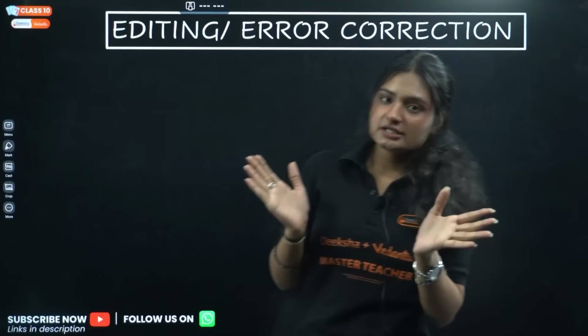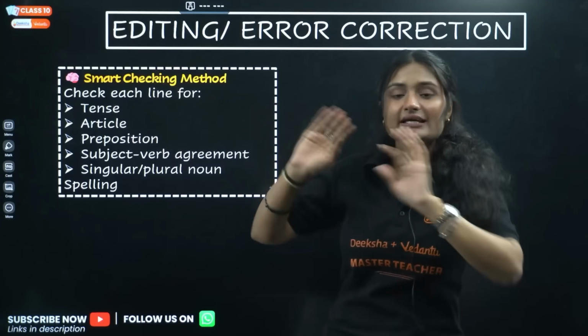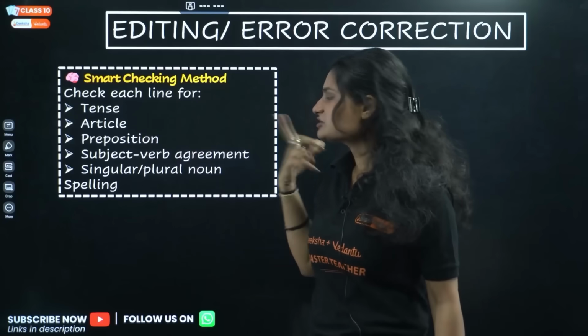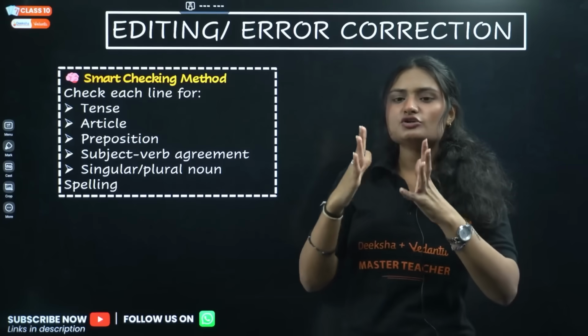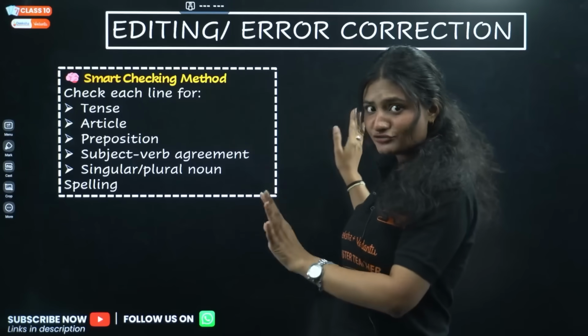Next is error correction. In error correction, you look for this. You check each line for tenses, articles, prepositions, subject-verb agreement, singular, plural, nouns, and spelling is the last, okay? You check all these things and then you find what error is there.